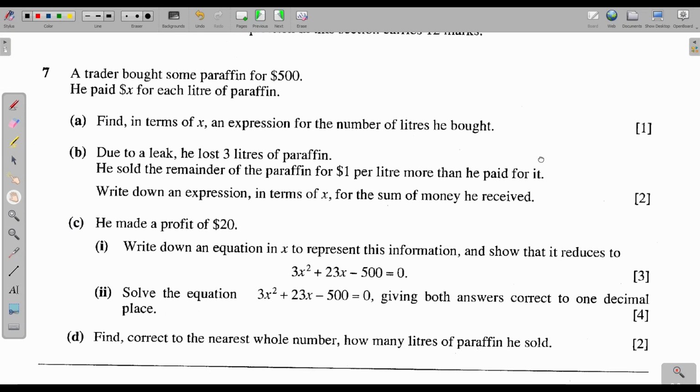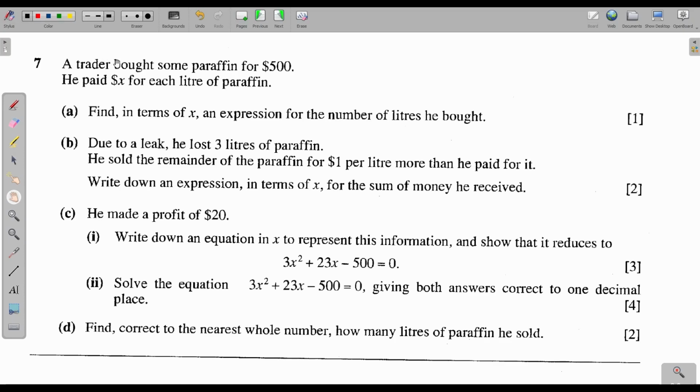All right, let's move on to question number 7. A trader bought some paraffin for $500 and he paid X dollars for each liter of paraffin. So in total he paid $500, and the paraffin was actually worth X dollars per liter, right?